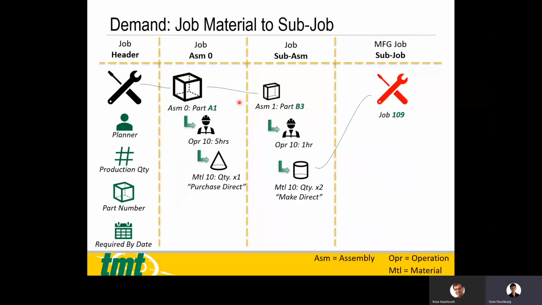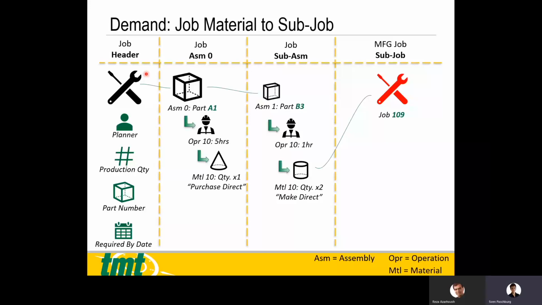All right. Job material to sub job. Now if you focus down on the job level, a given job, you again have different levels. You've got the job header, you've got the job assembly, you've got potentially sub assemblies, and then you've got the sub job. Let's talk about the job header level. Again, hierarchy, highest level, it defines the planner, the production quantity, that's how many you want to make of this item, the part number, and of course things like the dates.